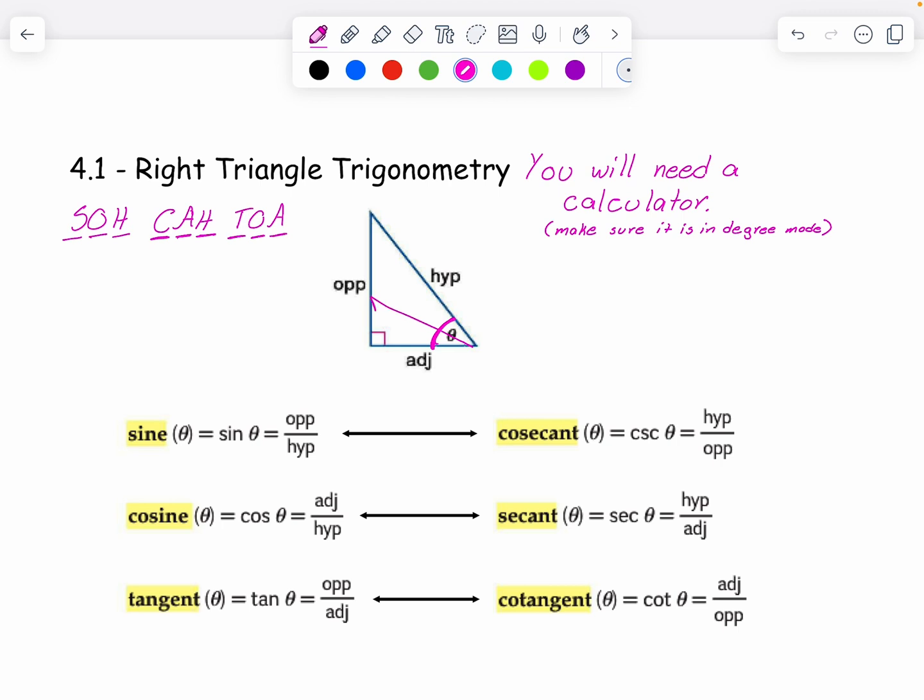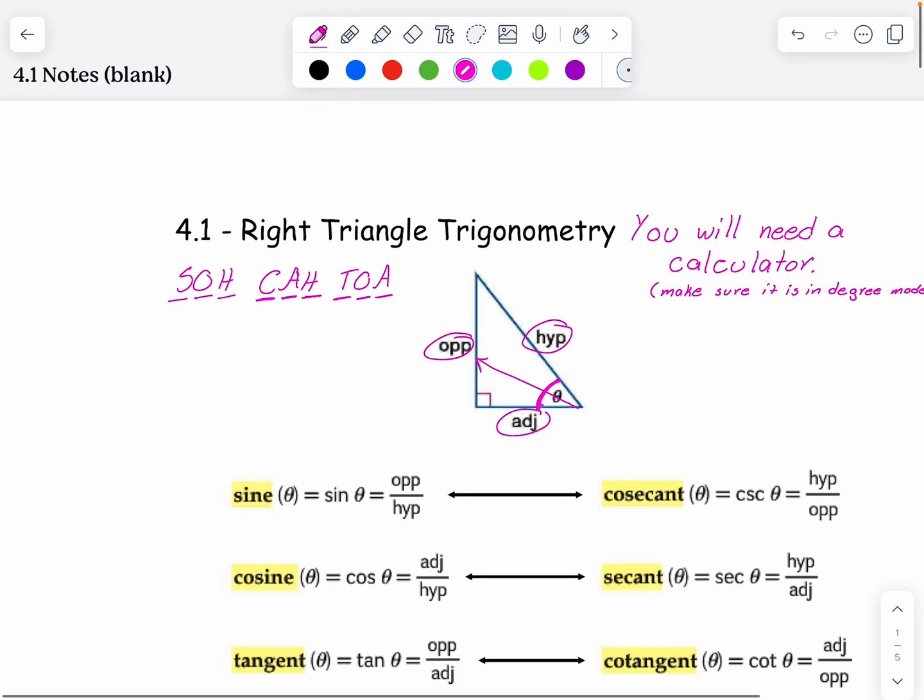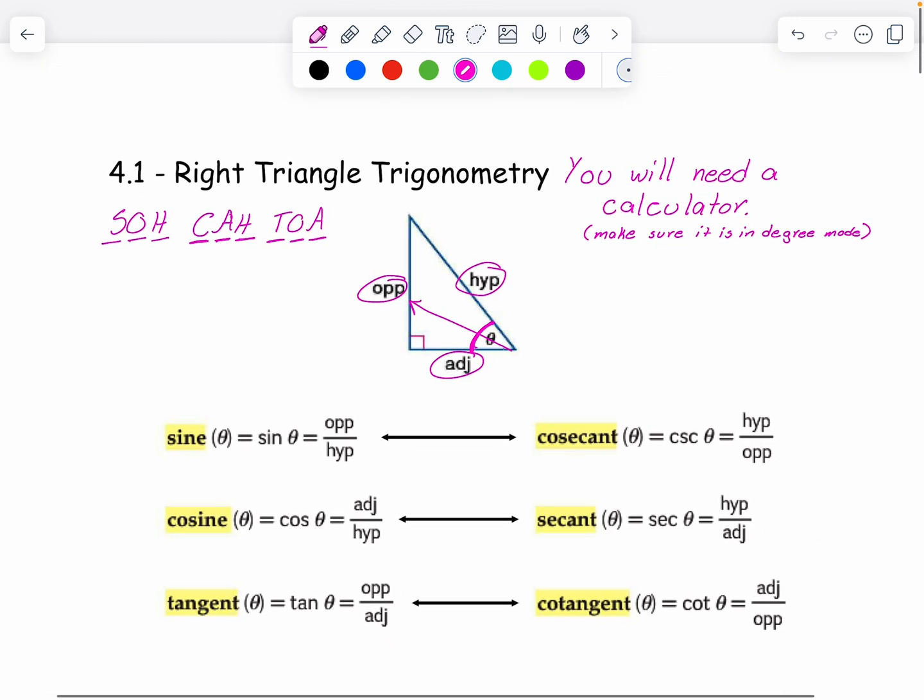So across from that angle, that is always going to be our opposite side. Then if we have the hypotenuse labeled, we have the opposite labeled, then that means the other one has to be the adjacent. Okay? So that is true if that angle is the one we're doing as theta.